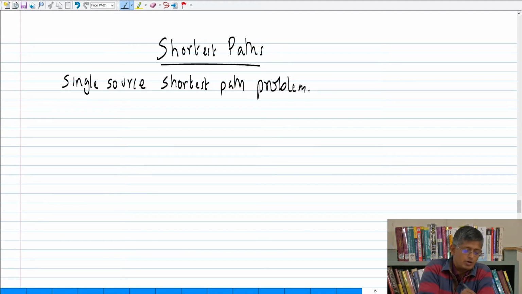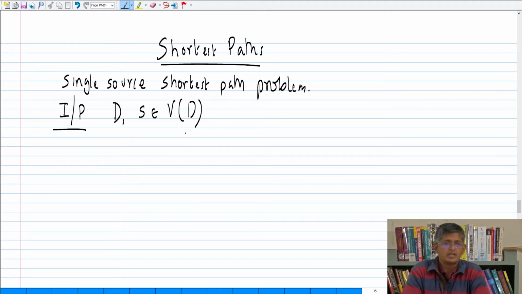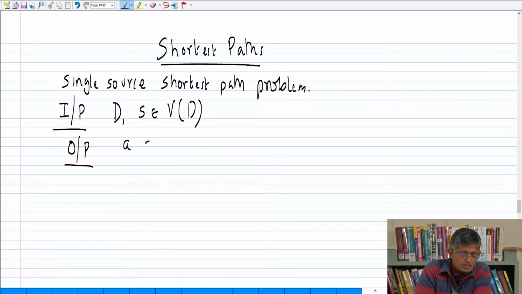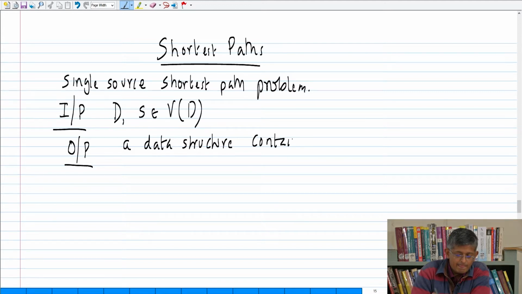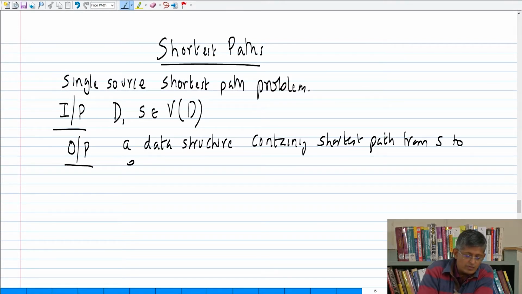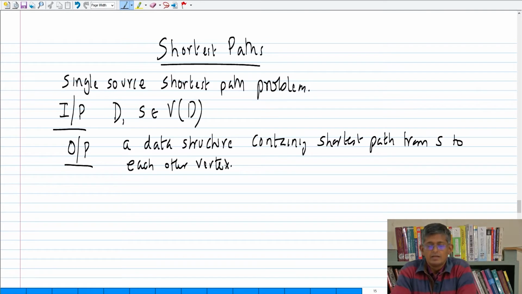So what is a single source shortest path problem? The input consists of a directed graph G and S belongs to the vertex set of G. It's called a source. The output, you want a data structure containing shortest paths from S to each other vertex. This is what I want you to output.